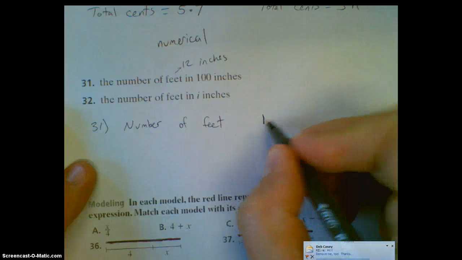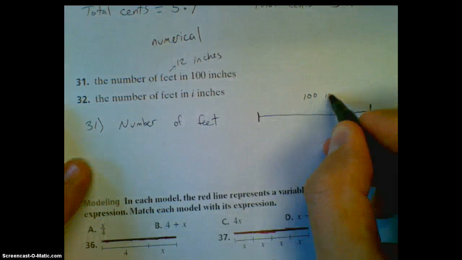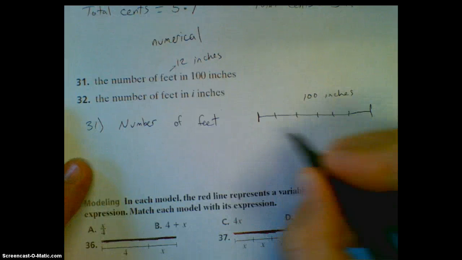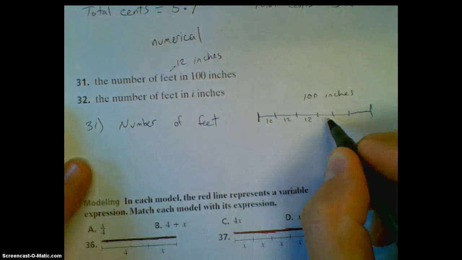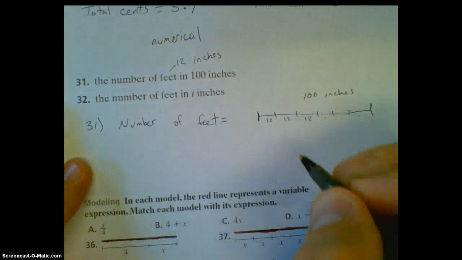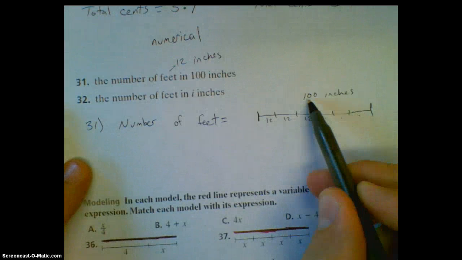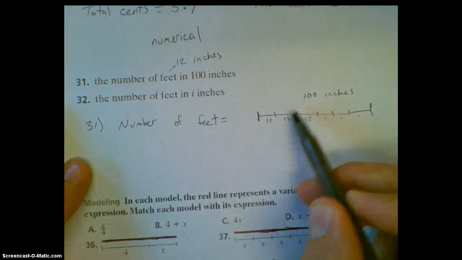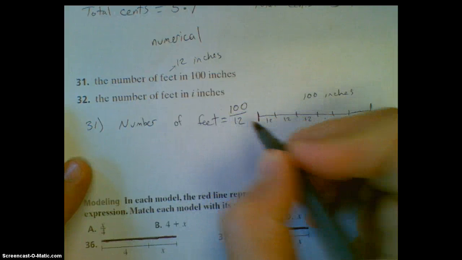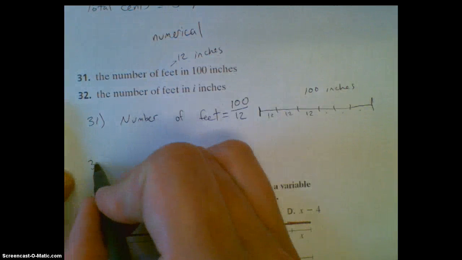So I can actually draw this one. This is a good strategy. Draw this out. I've got, we'll call that 100 inches, and I'm breaking this up into 12-inch pieces. 12 inches there, 12 inches there, 12 inches there, and on and on. So now I know that my number of feet is 100 inches being broken up into groups of 12. When you break up a number into groups like that, it's division. So 100 divided by 12. That's my numerical expression.